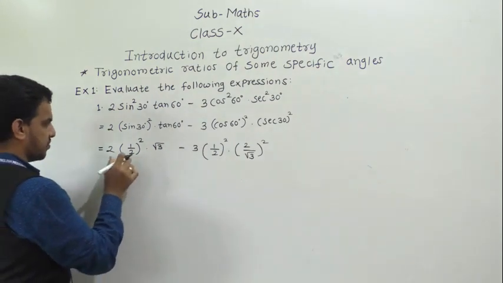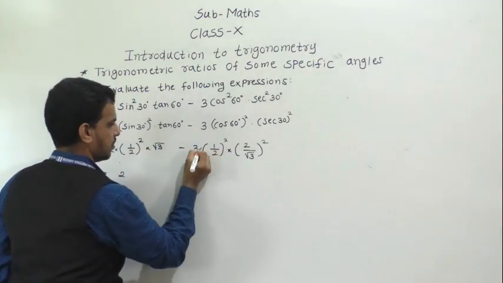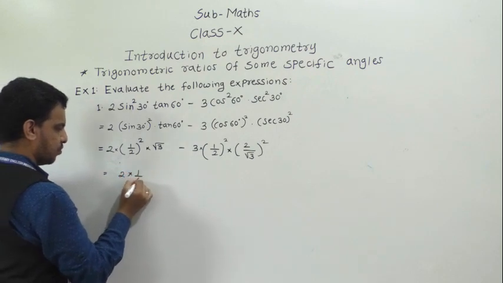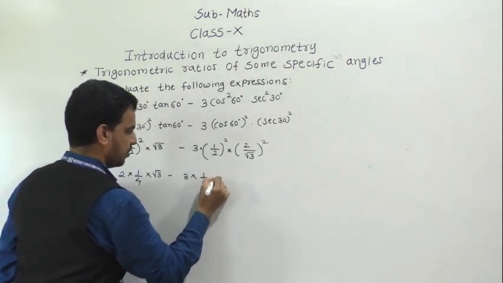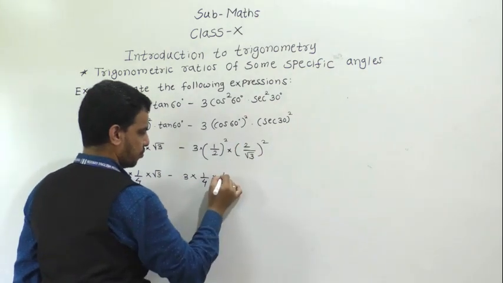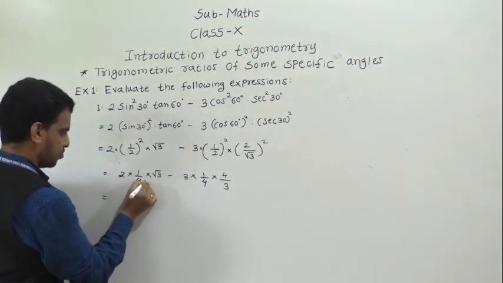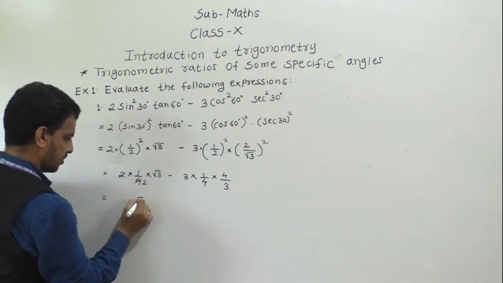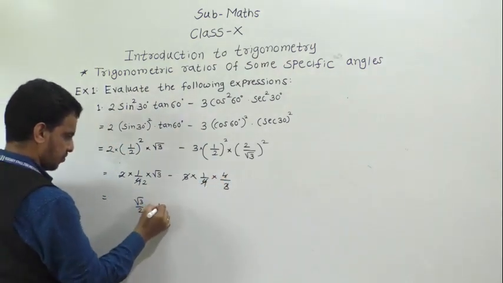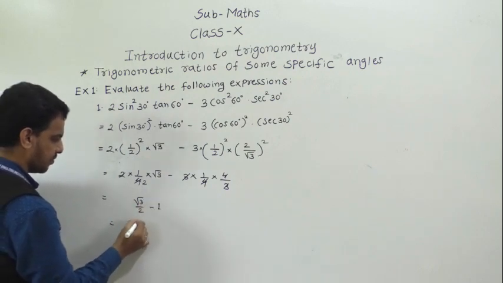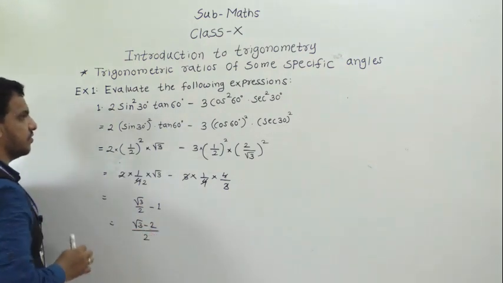Okay, now we have to simplify this. So 2 into 1 by 2 square, that is 1 by 4, multiply by root 3, minus 3 into 1 by 2 square, 1 by 4, into 2 square is 4 divided by root 3 square is 3. So 2 ones are 2, 2 fours are 4. So root 3 by 2 minus, this 3 will get cancelled, here 4 will get cancelled, so 1 remains. So answer is root 3 by 2 minus 1, or if we simplify this, root 3 minus 2 divided by 2, making the same denominator. So this is the value of this expression.